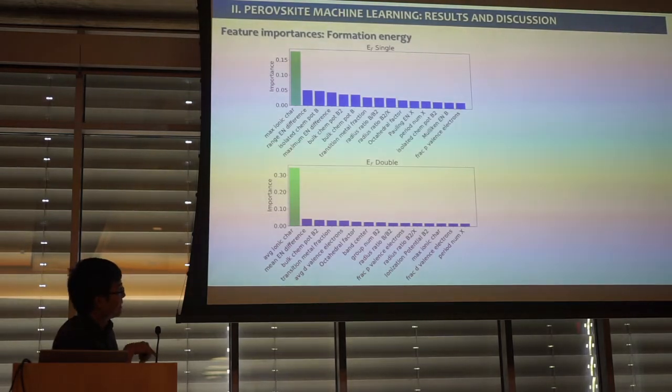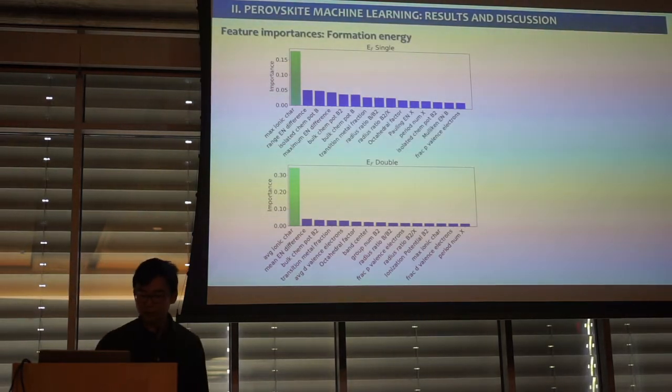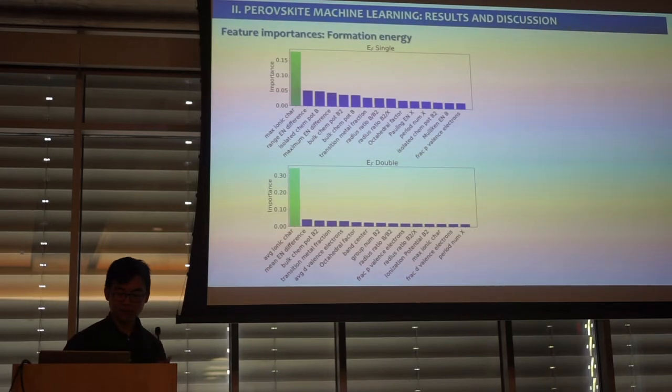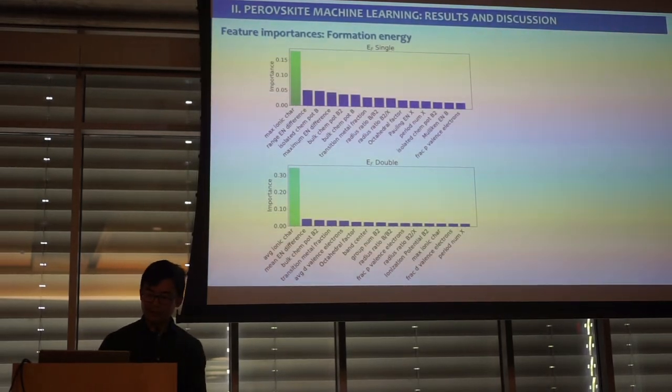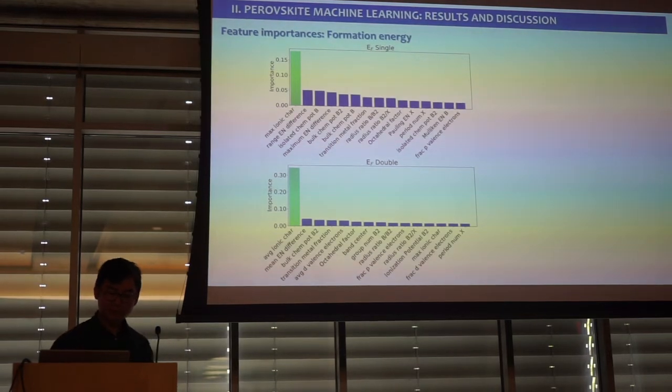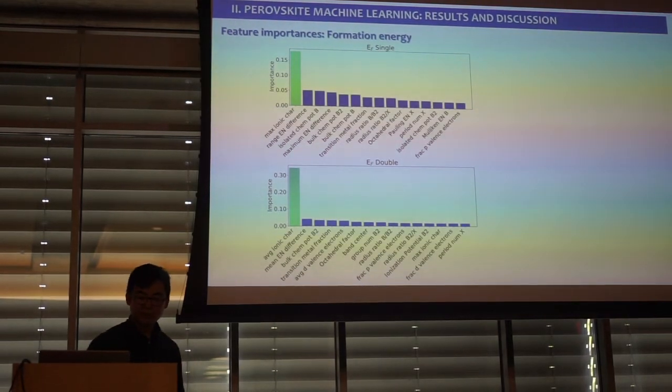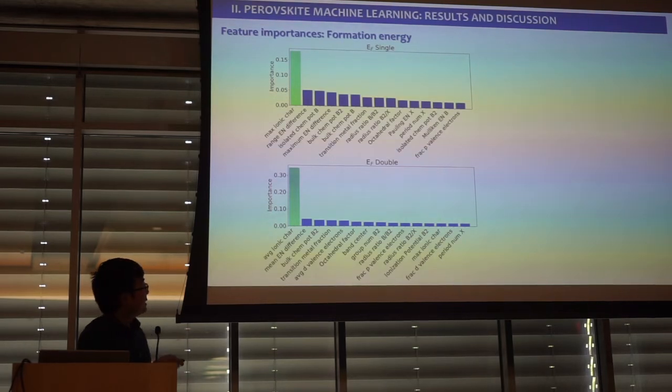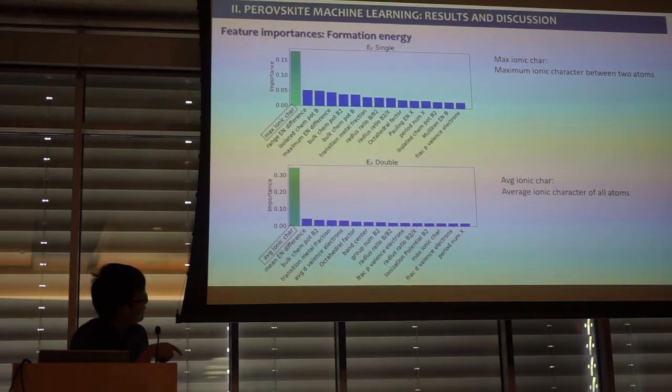Okay, so now we're going to talk about the results that we got from this. One of the first things that we want to look at is formation energy. Before we get into how well our model did, we'll look at the feature importances. This is a bar plot of the relative importance of each feature. We can see in this graph that one feature stands out above the rest as being important for the formation energy, and that is the ionic character. In the case of double perovskites, this is the average ionic character. In single perovskites, this is the max ionic character.